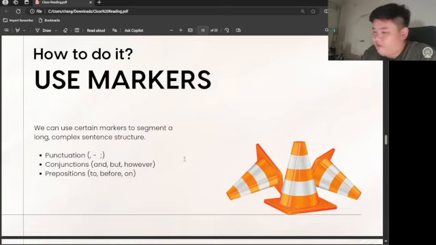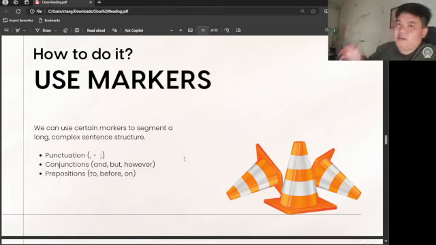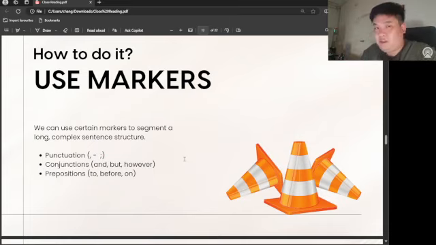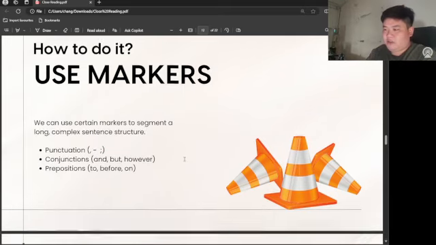But just for a quick refresher, conjunctions are words that connect words together, literally. So words like and, but, however, although, so on and so forth. Prepositions are words that suggest the relationship between words. So words like to, all right, and the relationship in that case would be a directional relationship. Before, a time relationship. On, a positioning relationship. So those are prepositions, right? Now, what do I mean by using markers to break down a long sentence structure?